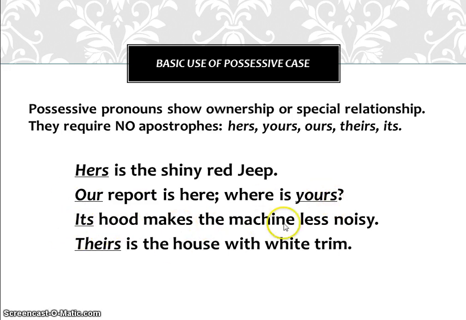Its hood makes the machine less noisy. We don't put an apostrophe here because that would make it the contraction it is. It's like this is already in the possessive case. And then theirs is the house with the white trim. This is just a plural of the possessive pronoun there. It's already in the possessive form, so we do not need an apostrophe here.